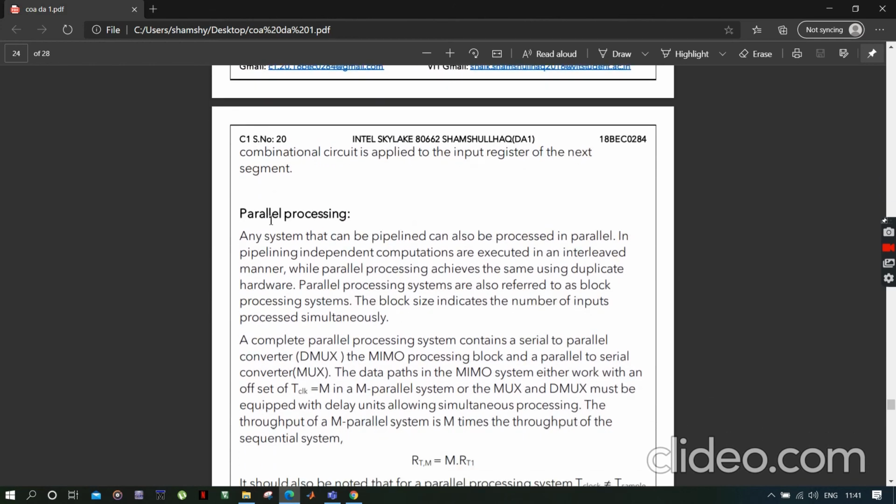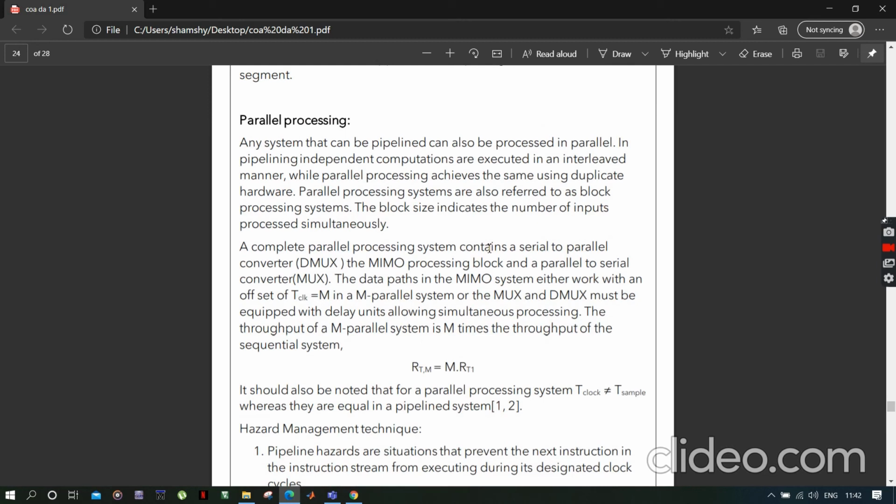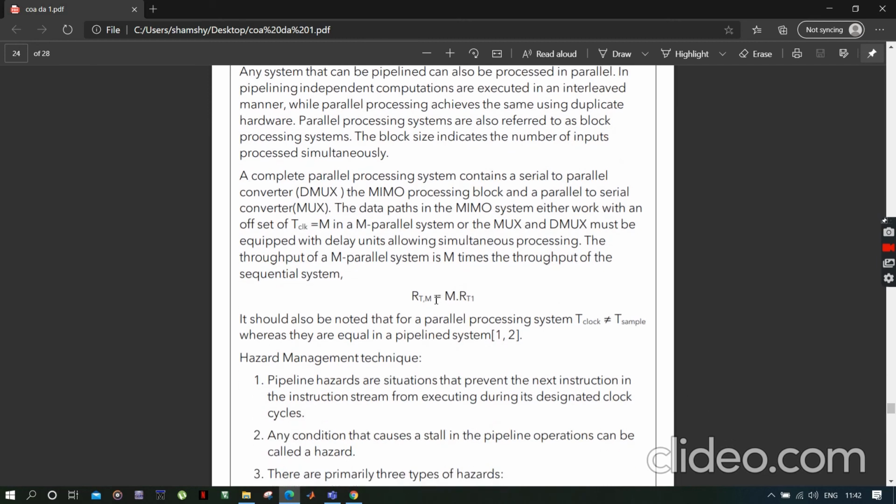Now we are moving on to parallel processing. A pipeline can also be processed in parallel. In pipelining, independent computations are executed in an interleaved manner, while parallel processing uses duplicate hardware. Parallel processing systems are also referred to as block processing systems. The block size indicates the number of inputs processed simultaneously. And here are the calculations.